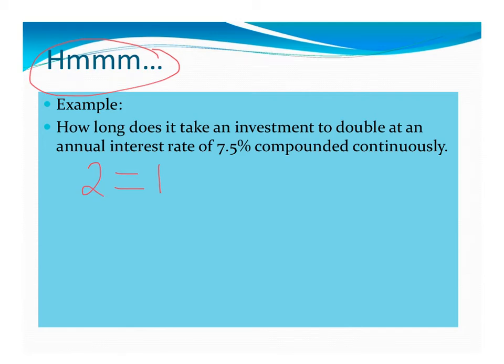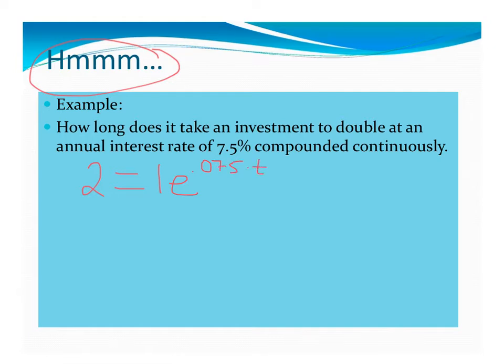Notice how I have my principal here. That's what I'm starting with. This is what I get, my A of t. That's the amount after a certain amount of time. And I'm saying that I'm going to double. It wouldn't really matter what number I use as long as I have this here and this is double that. So we're going to have that 1 times e raised to the 0.075 times t, because I don't know what t is.